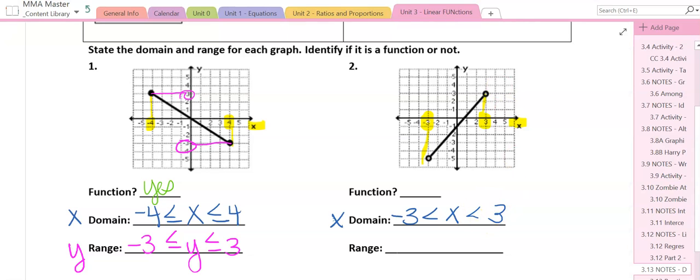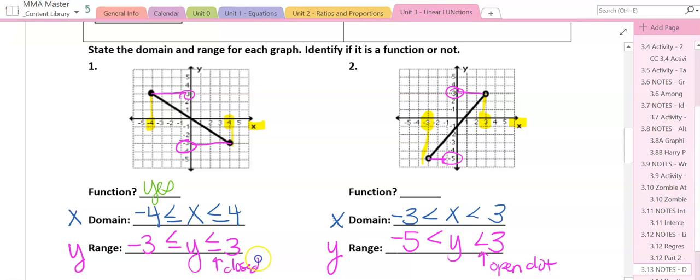I'm going to go to my range, which is all of my y values. And this one goes at the lowest point to -5, all the way up to 3. So this one goes from -5 to 3, and it does not include them. So it's going to be a less than. This one denotes an open dot, okay, and the less than or equal to means a closed dot, or solid line, is another way I like to describe it.